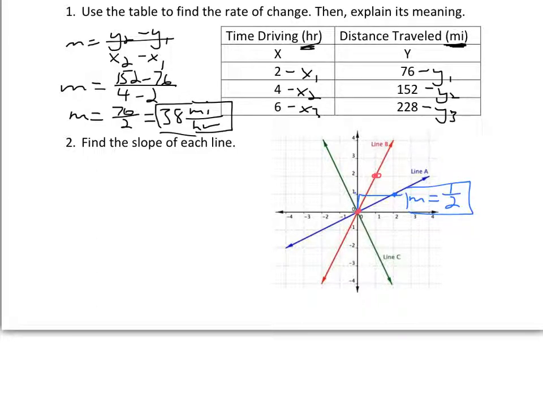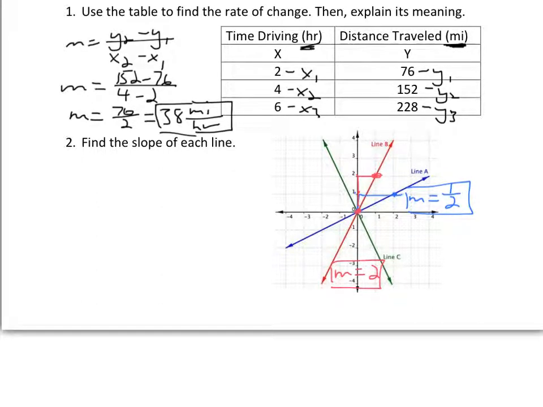Now remember what it looks like. So this one looks like this. You're climbing as you go to the right, so you know it's going to be a positive looking slope. Alright, so you're going to go up 2 and to the right 1. So that's going to be 2 over 1, which is just 2. 2 over 1 is the same as 2. You guys know that.